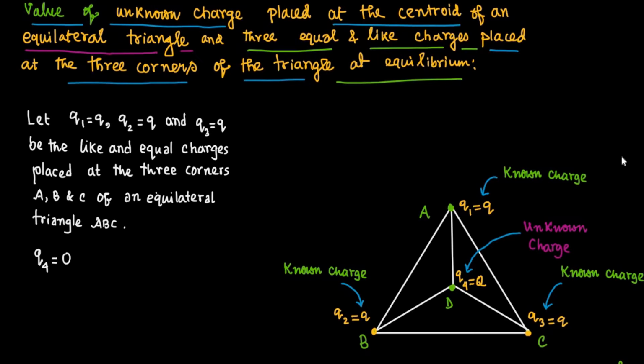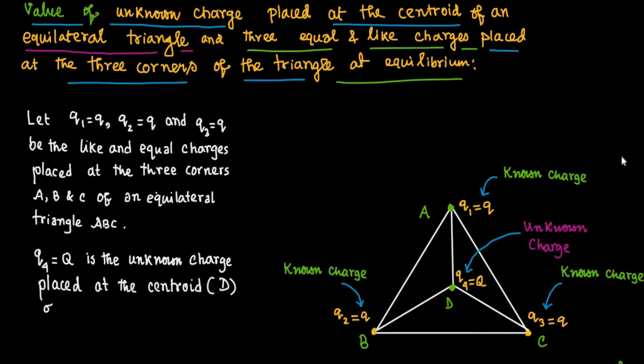Q4 equal capital Q is the unknown charge placed at the centroid D of the equilateral triangle ABC.